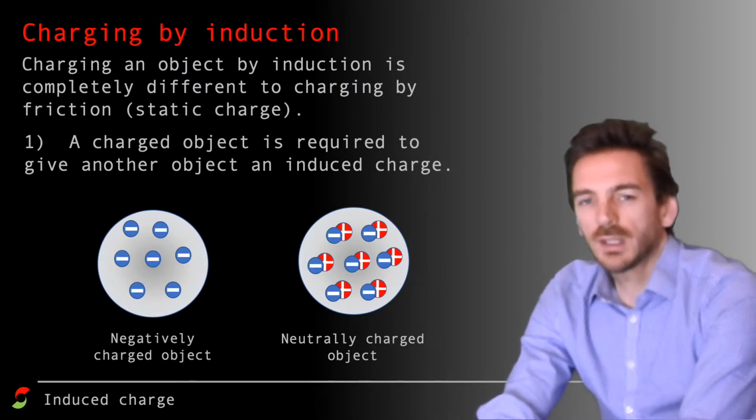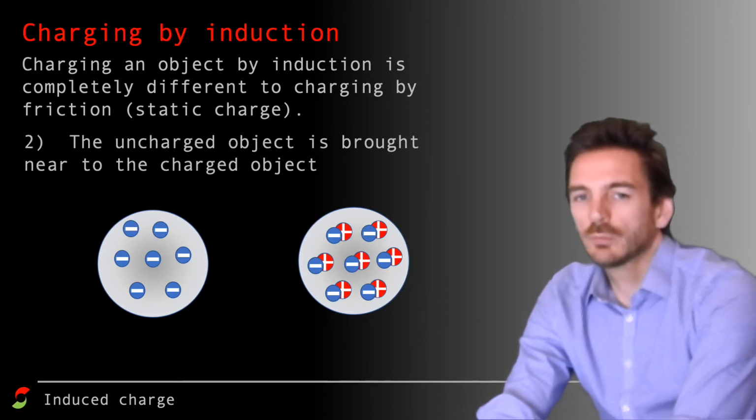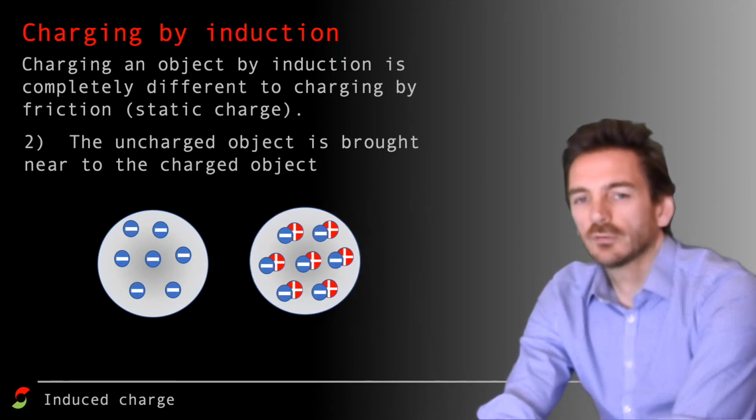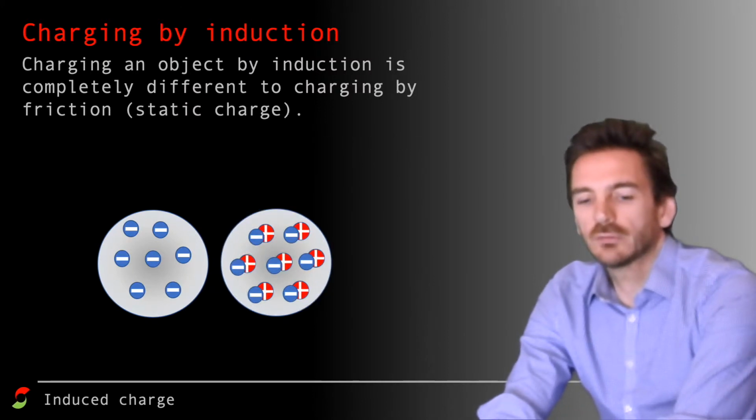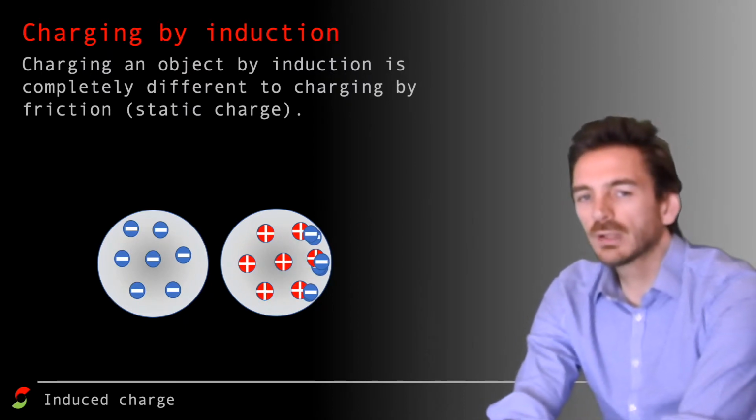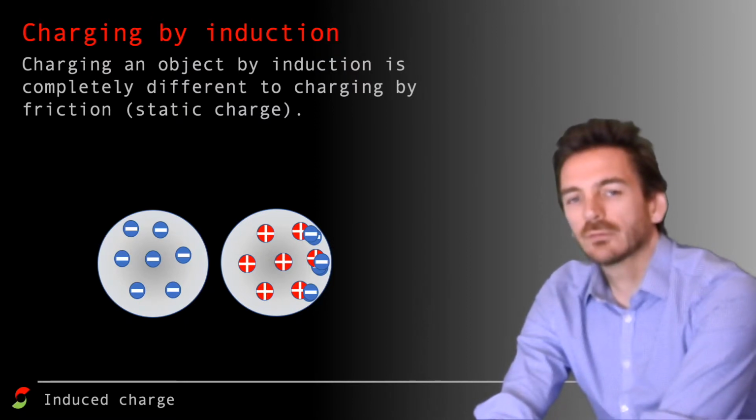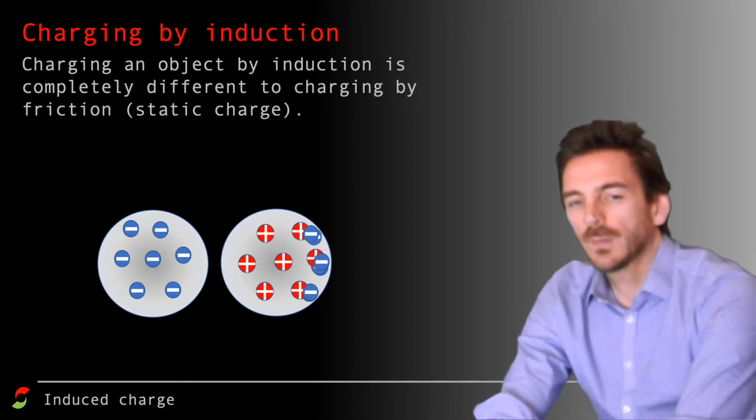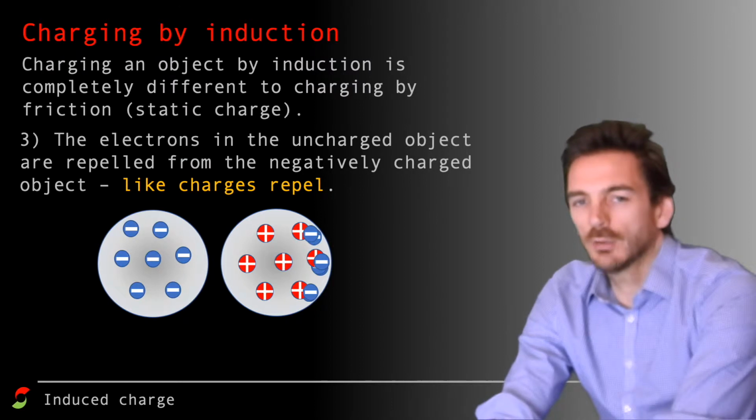To start the induced process, we're going to move one of these objects closer to the other. So we're going to move the object we're going to give an induced charge closer to the negatively charged object. As we do that, the electrons in that object get repelled from the negatively charged object because like charges repel. So all of those electrons in our object have now been repelled to the right hand side. They've been displaced from their original position, and that's because like charges repel.